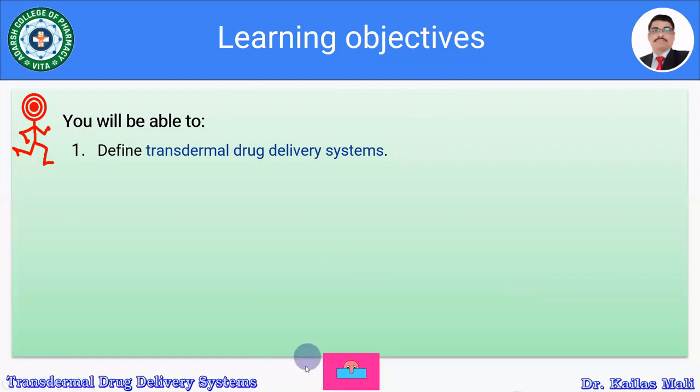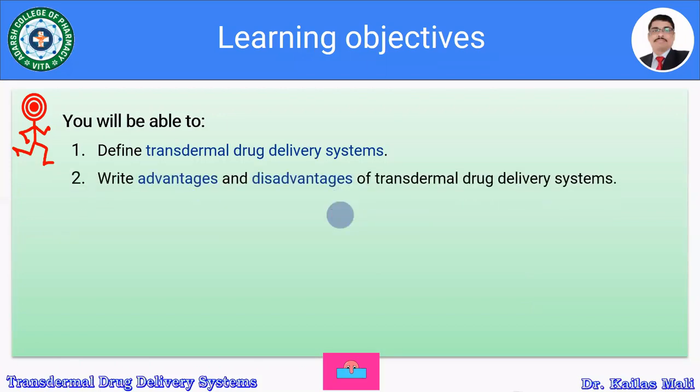Very first learning objective I have set for the chapter Transdermal Drug Delivery System, you will be able to define transdermal drug delivery systems. That is, what is meant by the transdermal drug delivery system. Second objective, you will be able to write advantages and disadvantages of transdermal drug delivery systems.